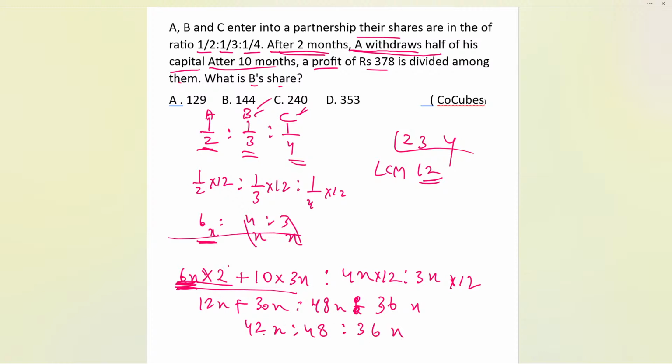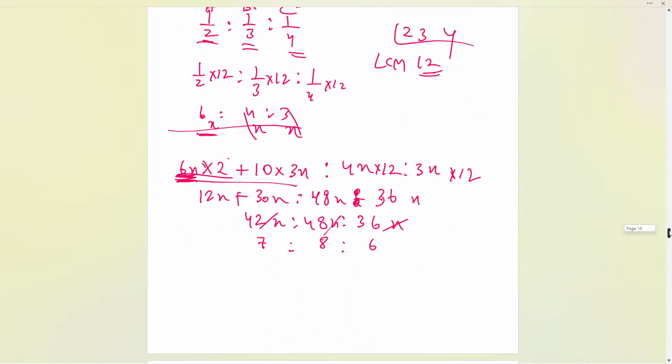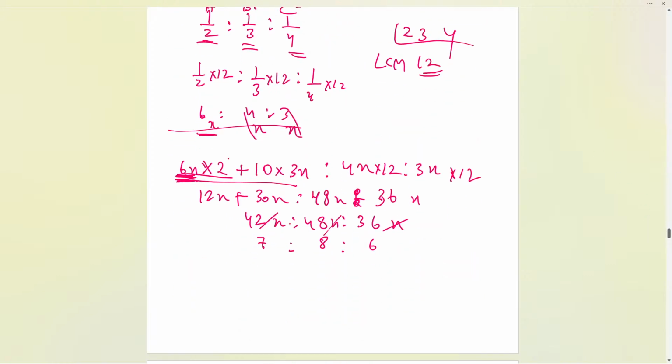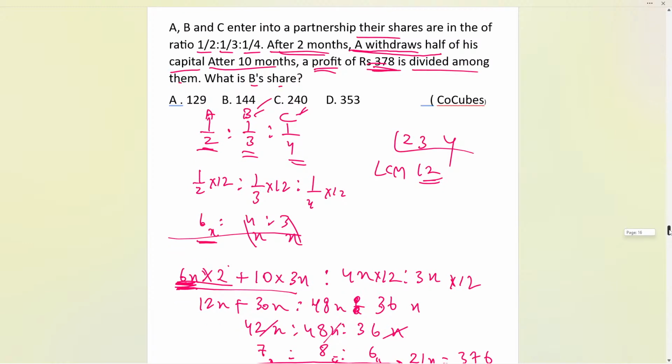Now, what I can get over here: 6 times 7 is 42, 6 times 8 is 48, 6 times 6 is 36. The x is already cancelled. Now that is the ratio. After getting this ratio, what do we need? The proportion of investment will give us the total profit distributed accordingly. Let us take the common factor as x. If I add all of them, 6 plus 8 is 14, 14 plus 7 is 21. So 21x equals 378, which was given earlier. Is it 378? Yes, it is 378.